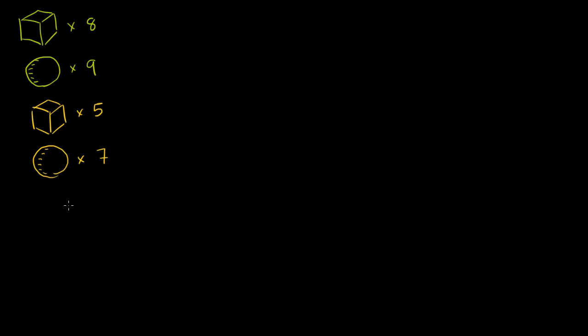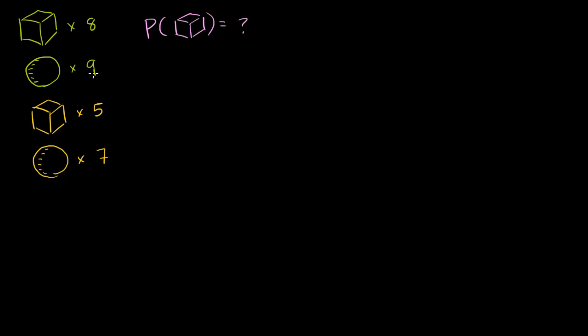And what I want to think about in this video is what are the probabilities of getting different types of objects. So for example, what is the probability of getting a cube, a cube of any color? Well, to think about that, one way to think about it is, what are all of the equally likely possibilities that might pop out of the bag?